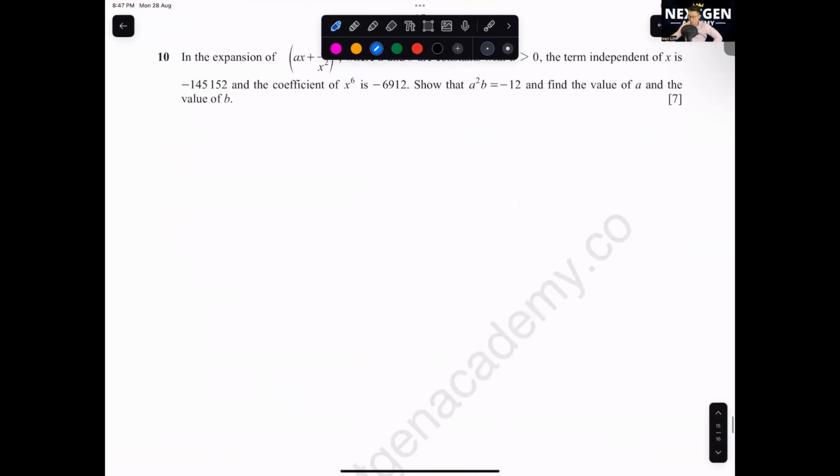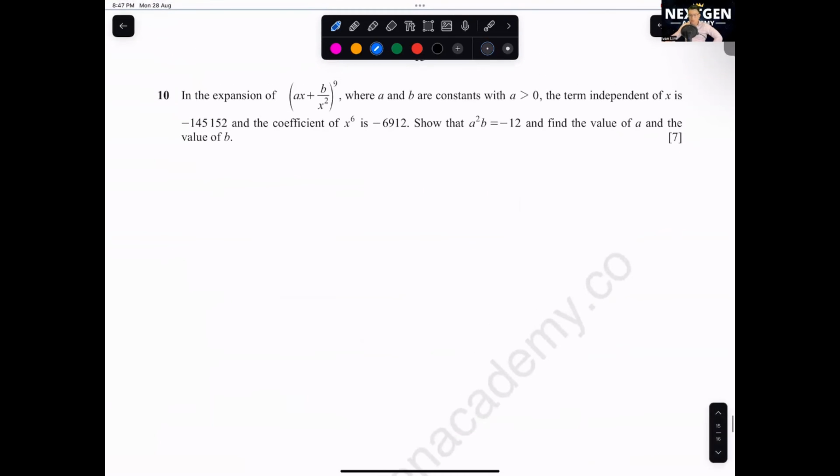Okay, let's go to question 10. Question 10 is on series. In the expansion of this equation, where a and b are constants, the term independent of x, that means it doesn't have x, is negative 145,152. Then the coefficient of x to the power of 6 is negative 6912. Show that a squared b equals negative 12. Then find the value of a and the value of b.